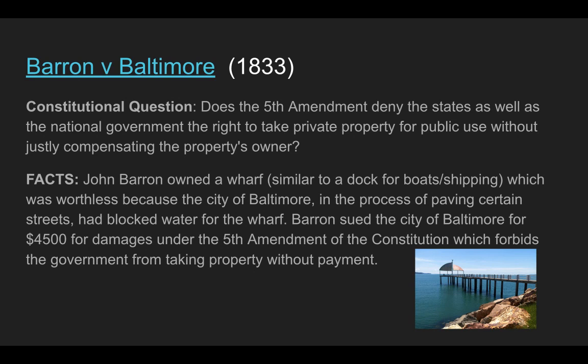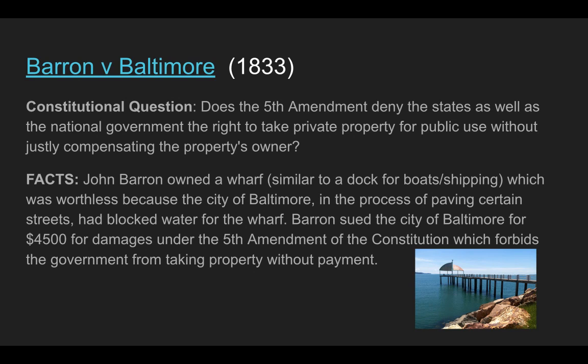So here's the backstory. John Barron owned a wharf, which is similar to a dock for boats or shipping. So I have a picture of it here, which was basically rendered worthless when the city of Baltimore, in the process of paving streets, blocked water for the wharf. So he felt that he had lost his income, and he sued the city of Baltimore for, at the time, $4,500, which is a tremendous amount of money, for damages under the Fifth Amendment of the Constitution, which says that the government cannot take your property without payment.